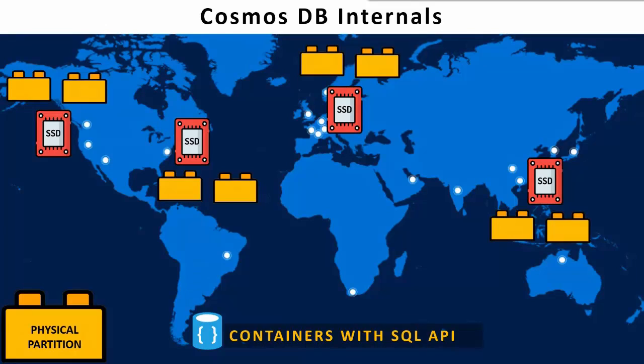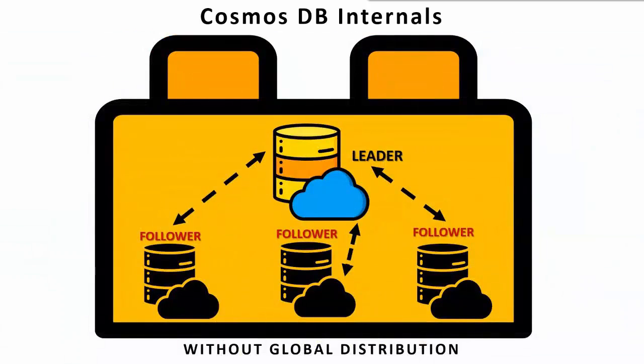What else do we know about the physical partition? If we dig in a little bit more, you will see a replica set in each physical partition. There's 1 leader and 3 followers. The data comes into the leader, and then it shares all the data to the followers. So whenever a web application tries to read the data, potentially it has 4 options to read the data. And that's one of the main reasons why Cosmos DB is a very fast database.